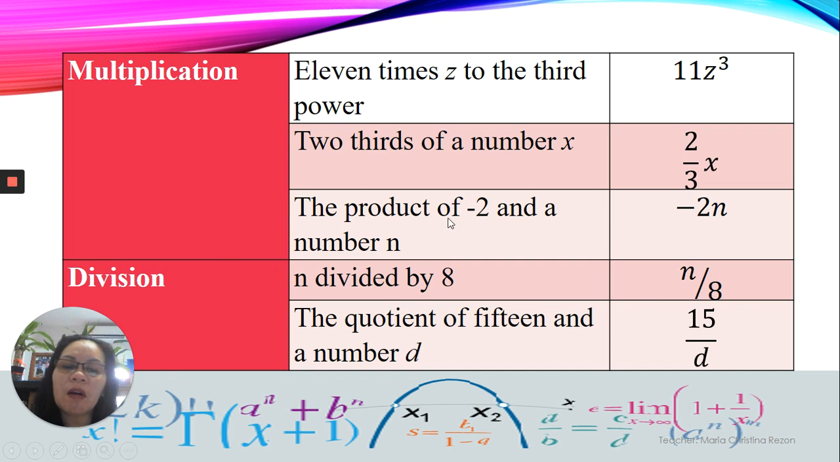And then the product of -2 and a number n, so you will have -2n. n divided by 8, that is n over 8. This one is pretty obvious because you are dividing it. And then the quotient of 15 and a number d: quotient is the result when you divide numbers. So the quotient of 15 and the number d is just equal to 15 over d.